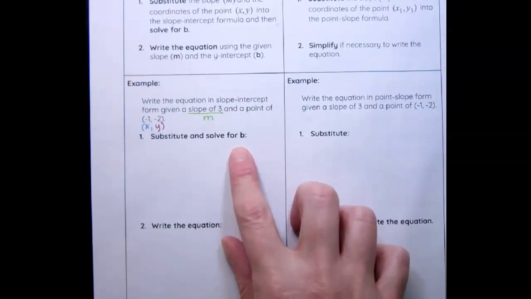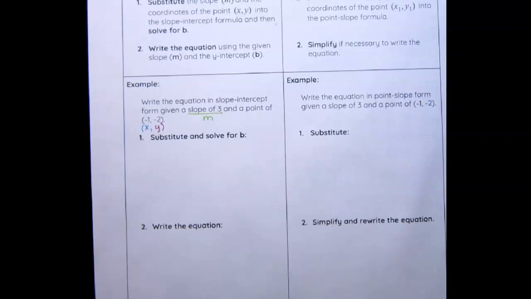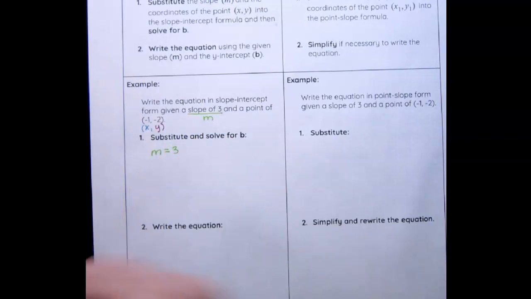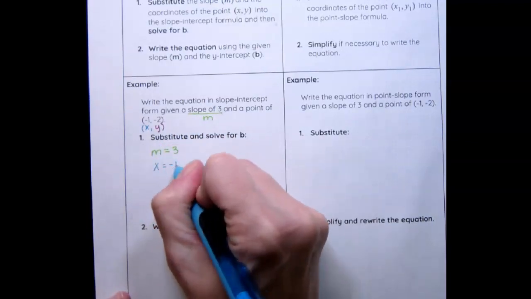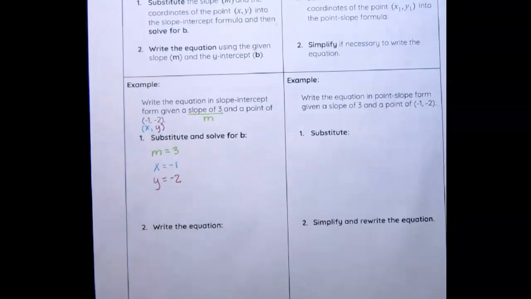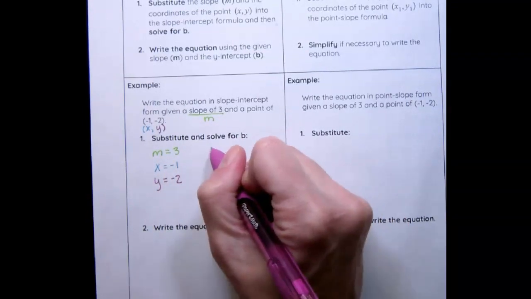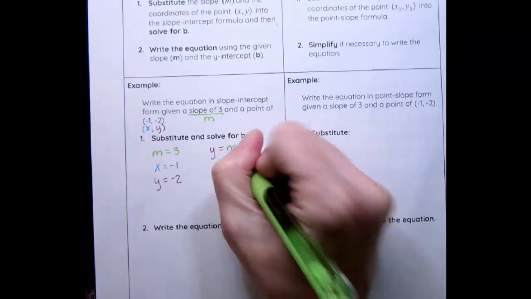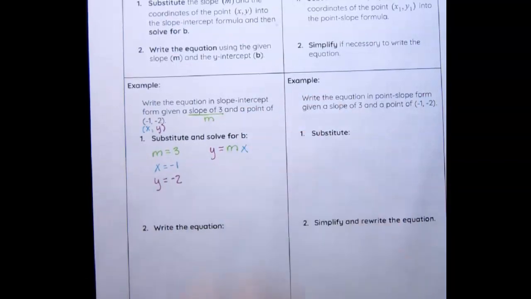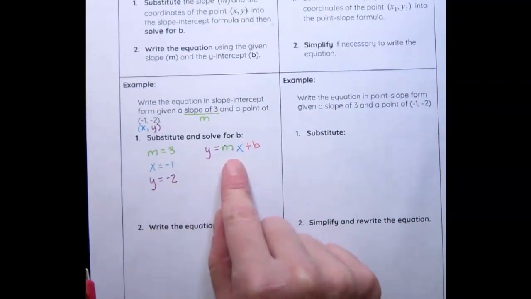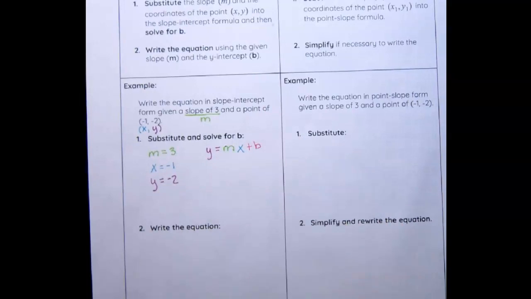Like I said earlier, the first step is to substitute and solve for b. I like to make a list of all of my information before I get started. So I have the slope of m equals 3. I have an x value of -1. And I have a y value of -2. All right? So if I start with just the generic formula, y equals mx plus b, pay attention to the colors, then I can substitute in the information that I have and then just simplify and then write the equation.